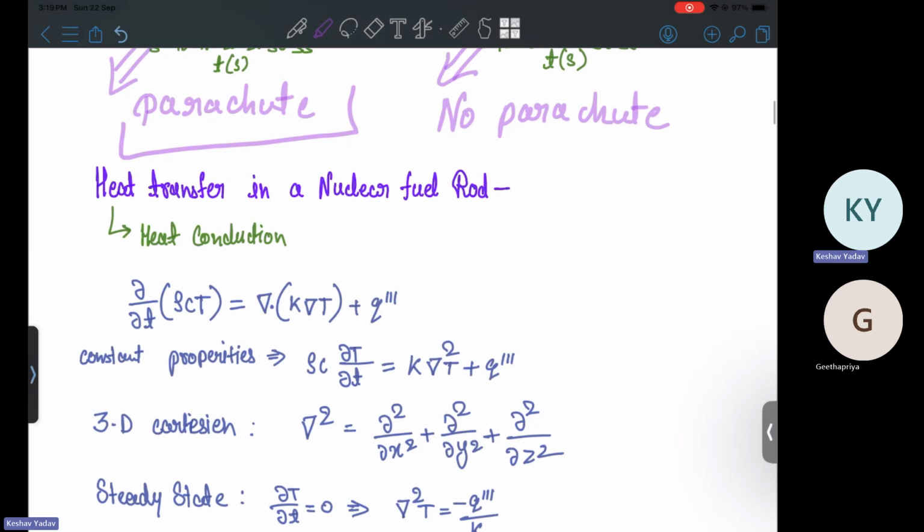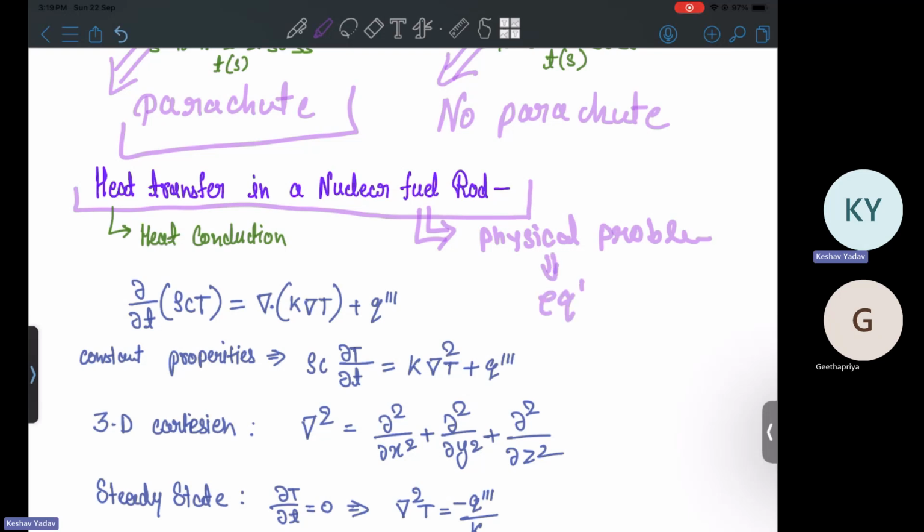Now we're going to consider a problem, heat transfer in a nuclear rod. By seeing this problem, we will first see this physical problem. Then from here, we will do the mathematical modeling to get the equations. Once we get the equations, we will get the solution by doing the simulation. This simulation is nothing but numerical analysis.